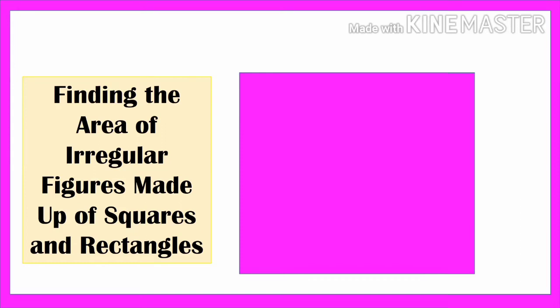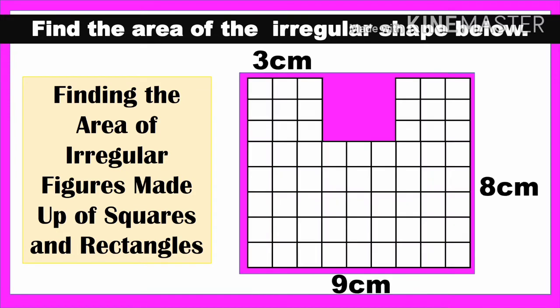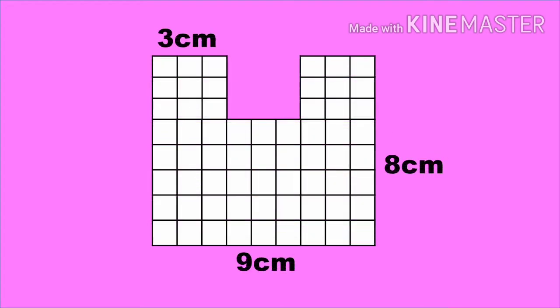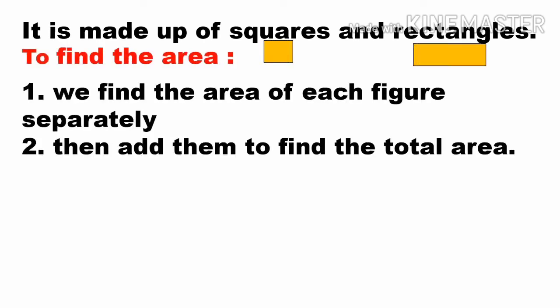Okay, hello everyone. So in this video, we are going to study how to find the area of irregular figures made up of squares and rectangles. And we have this irregular shape. We have 3 centimeter, 9 centimeter, and 8 centimeter sides. The given irregular shape is made up of squares and rectangles.